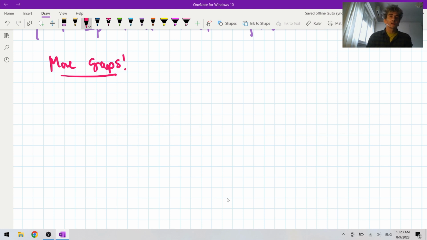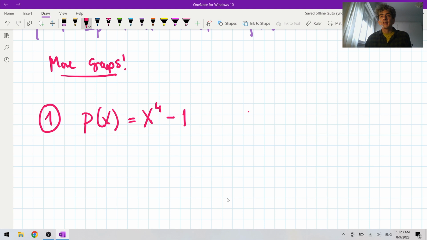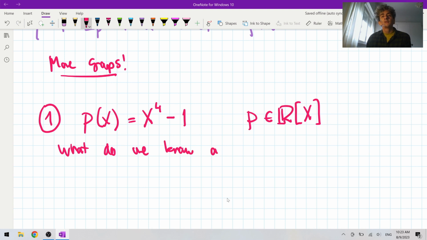So let's start with an example. Let's take a look at the polynomial p of x, x to the 4th power minus 1, and we're going to be taking a look at p of x as a polynomial with real coefficients. Okay, so what do we know about the roots of p? We know that there's at least one real root.